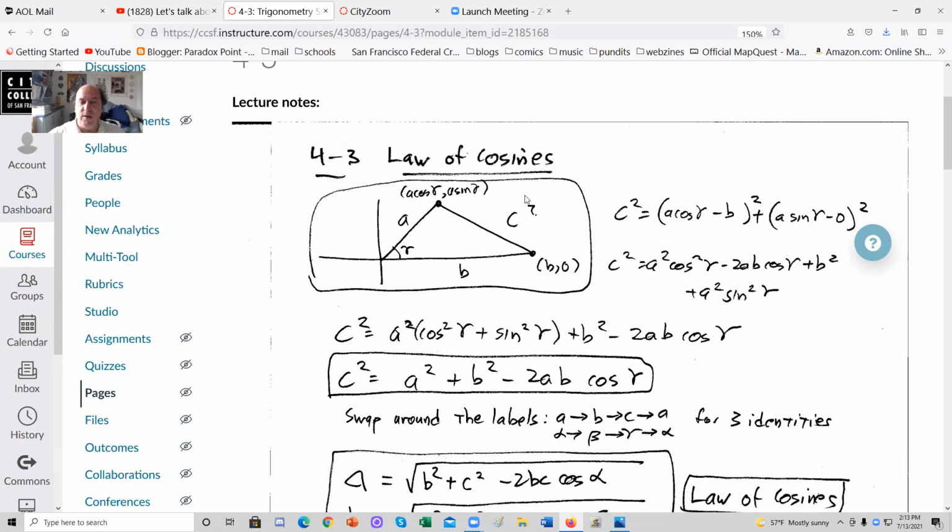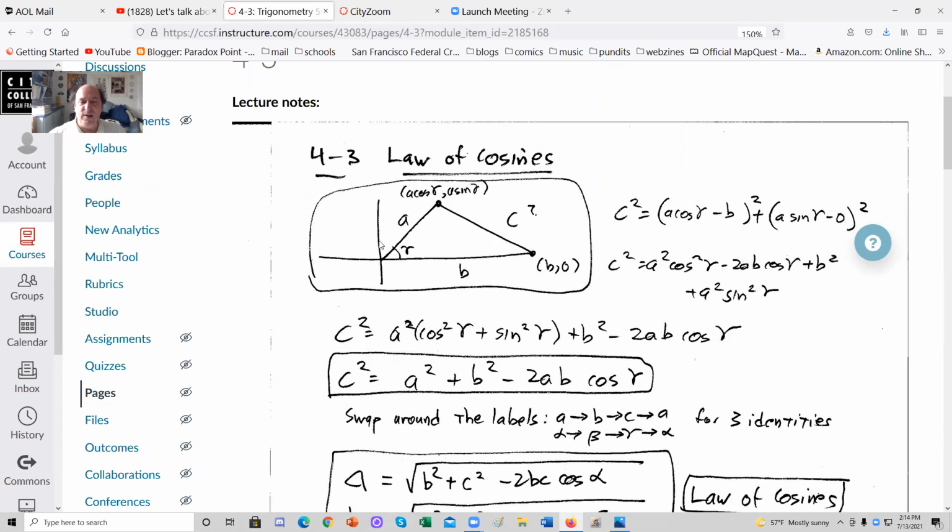Starting with a triangle, we have a side angle side problem, my apologies. Here's a side a, here's the angle gamma, and here's the side b. And the question is, what is the opposite side c? You can think of this as a pair of tongs, and the angle between the two tongs can change, as can the length of the tongs and how far apart the two endpoints are.